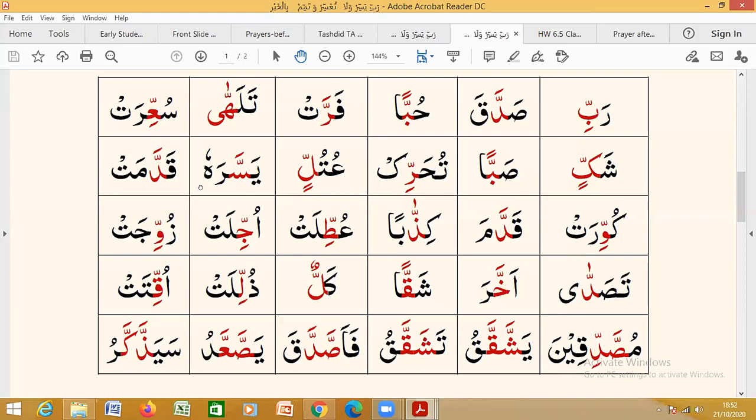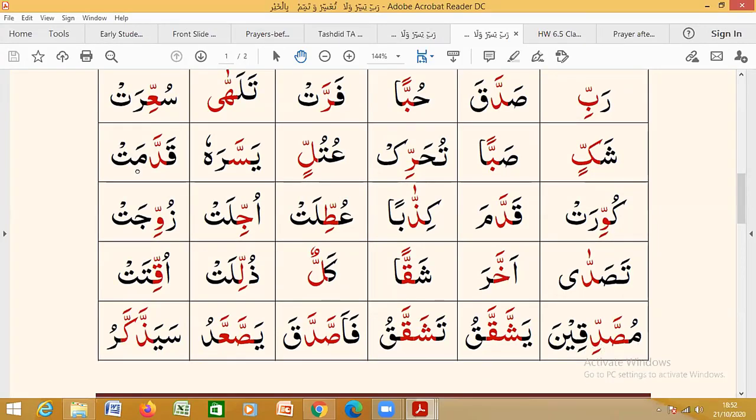Yassarahu. Excellent. Well done. So we're joining the first two letters with force. Yassa, and then Yassa rahu. Yassarahu. Excellent. Well done. And the next one, please. Qaddamat. Excellent. Well done. Qaddamat. Perfect. Well done. Really nicely read.